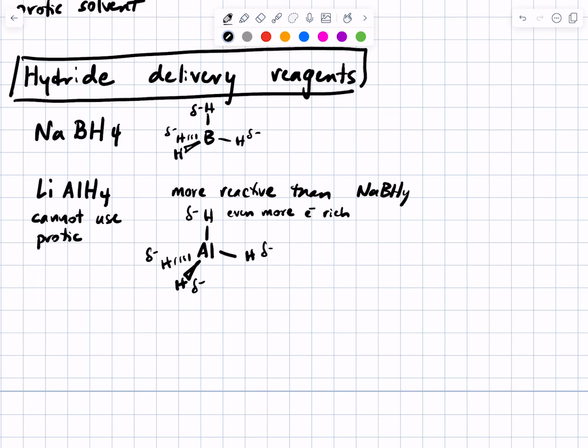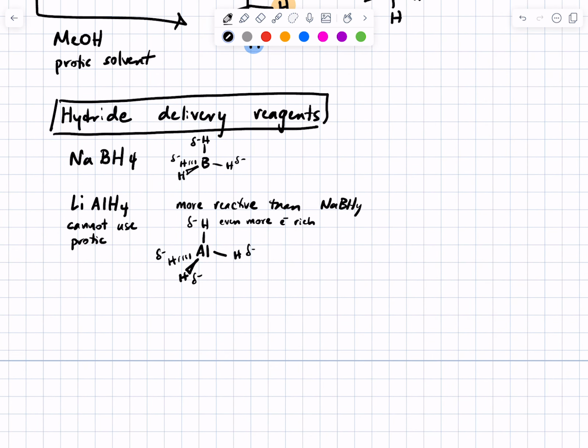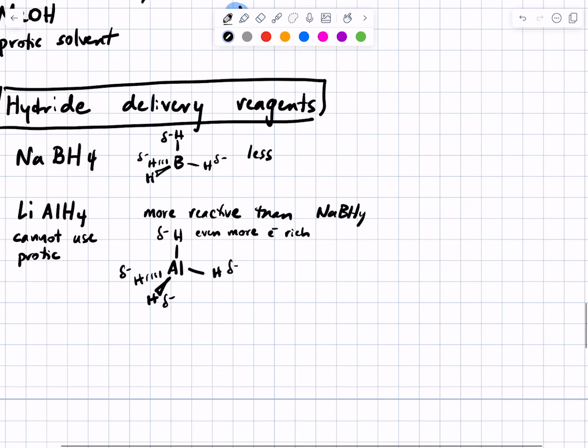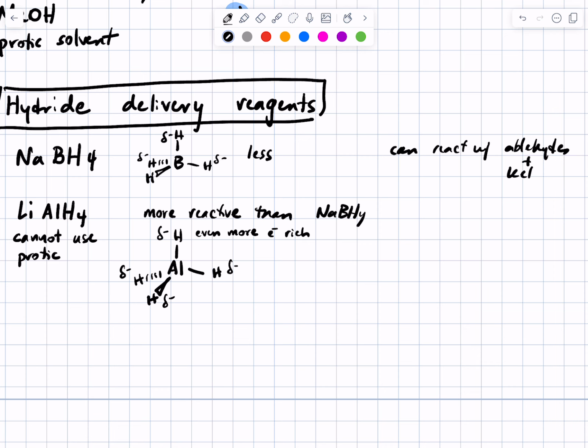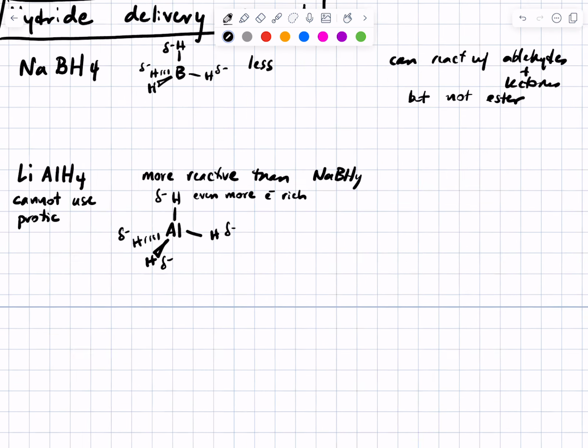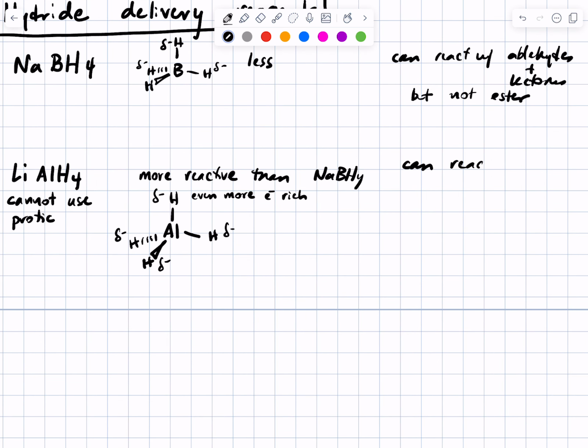A couple of interesting things about how these reagents interface with carbonyls. Remember, the most reactive carbonyls that we're going to talk about in this chapter are the aldehydes and the ketones. Esters are sort of one row down. Sodium borohydride is less reactive than lithium aluminum hydride. Sodium borohydride can react with aldehydes and ketones, but not esters. Why? Because sodium borohydride is not reactive enough, and esters are less reactive than aldehydes or ketones. In contrast, lithium aluminum hydride is reactive enough that it can not only react with the most reactive carbonyl derivatives, the aldehydes and the ketones, but also with the less reactive ones, like esters.